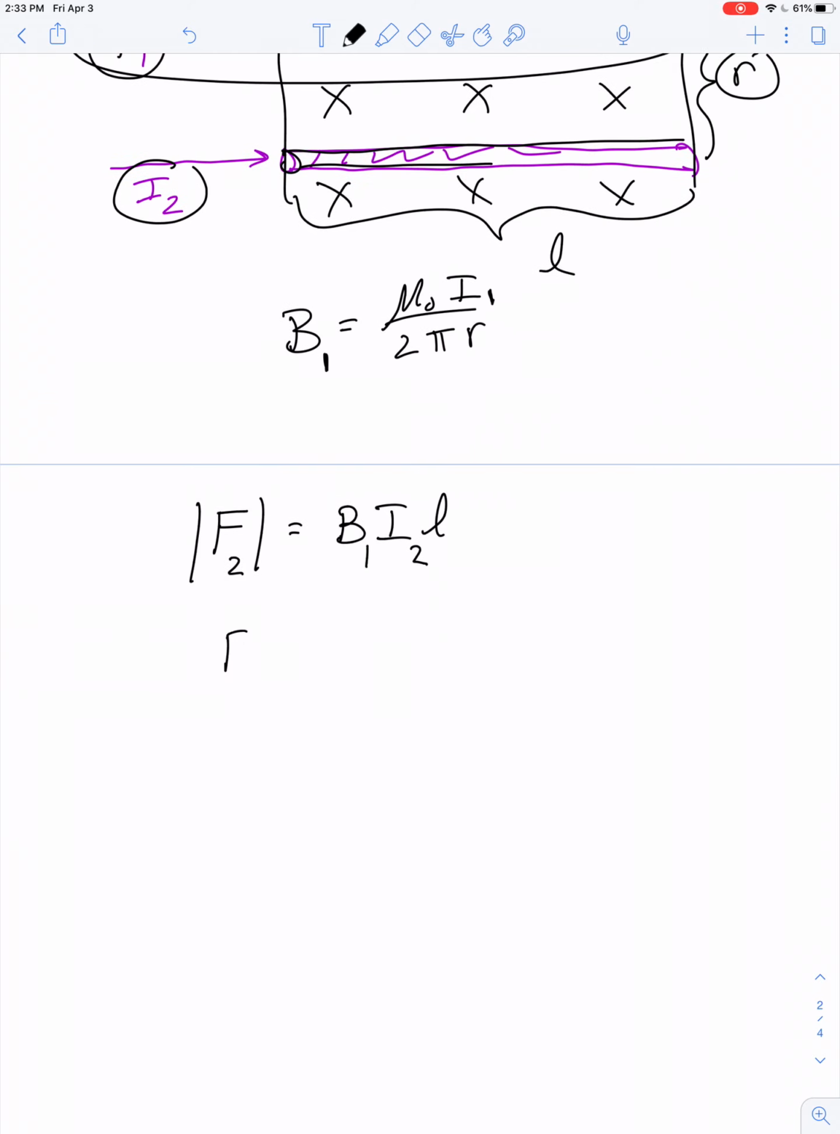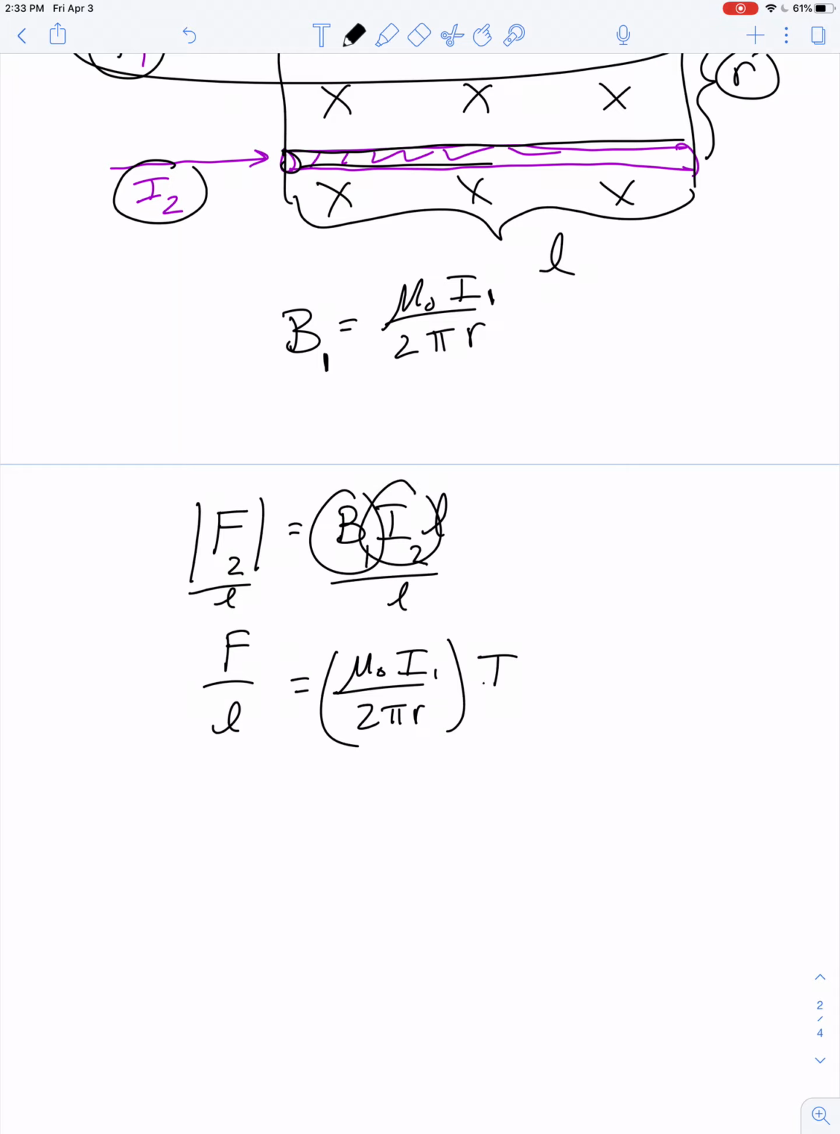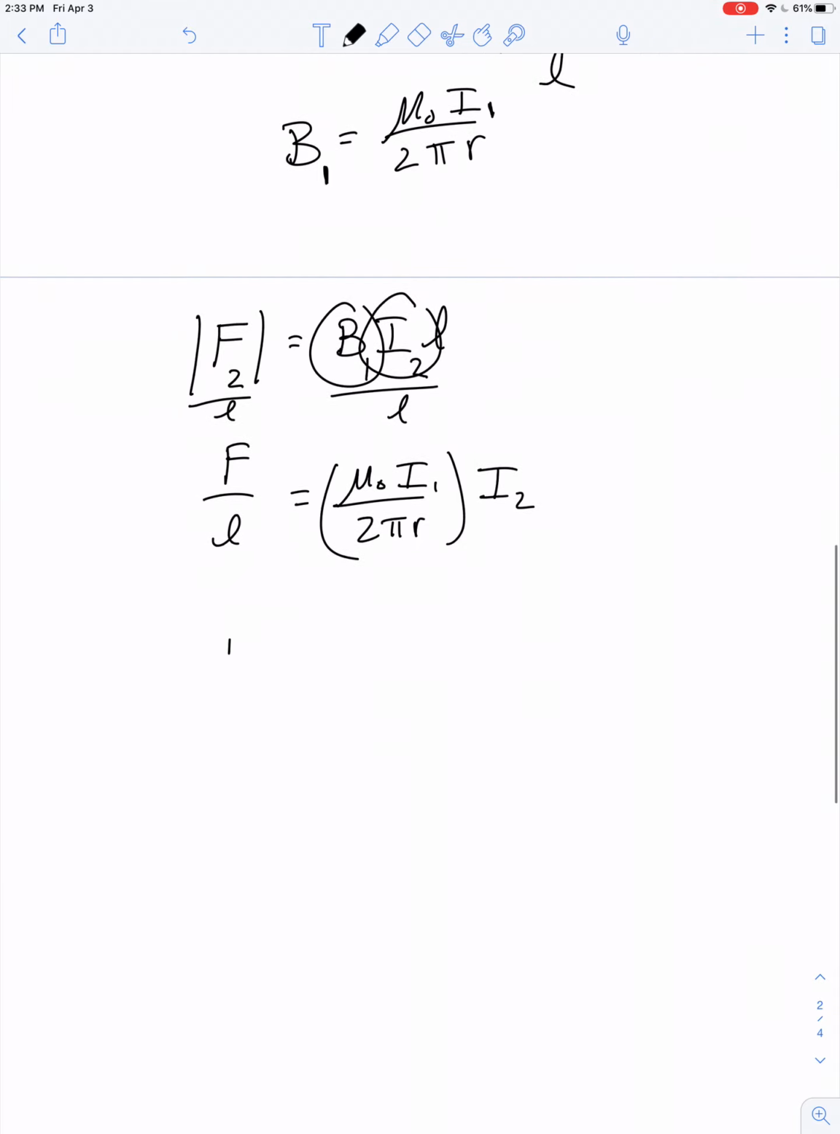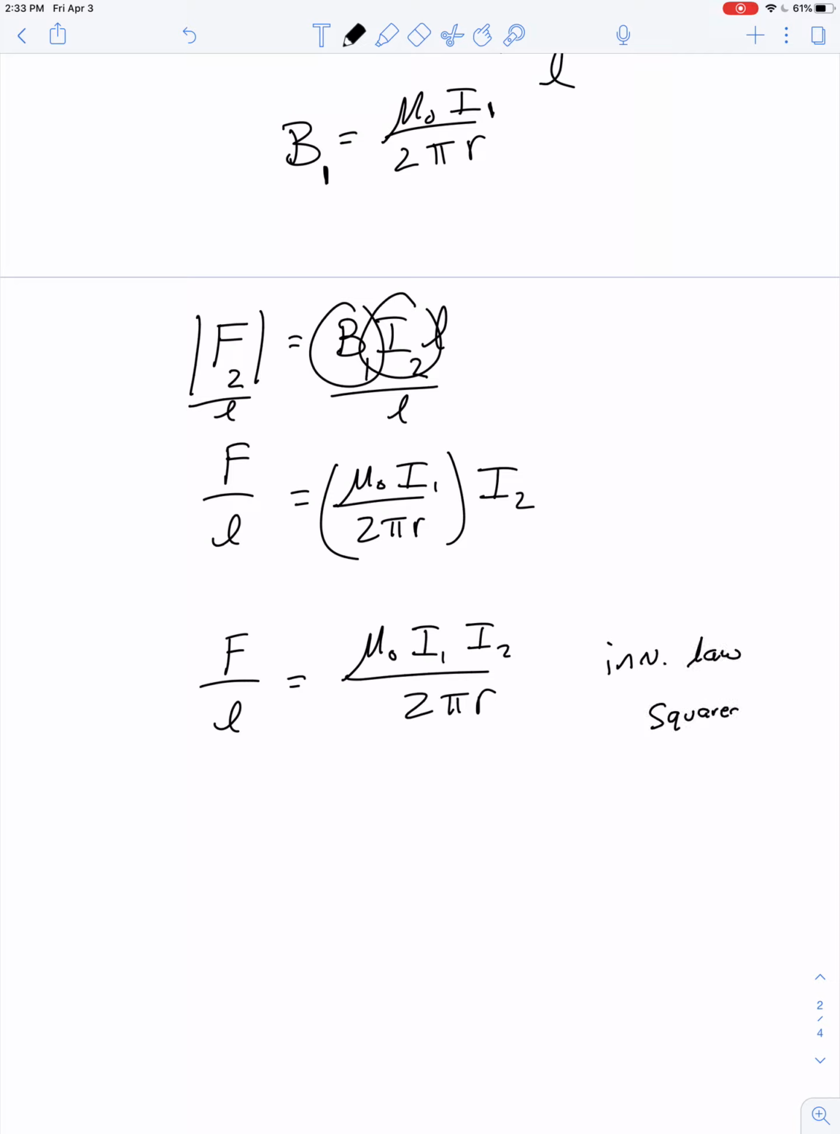So we can say the force per unit length, if we divide both sides of the equation by L, is equal to mu naught I1 over 2 pi r. That's the magnetic field created by wire number 1, and then I have to multiply that times current number 2. So we can say force per unit length for two parallel wires is equal to mu naught I1 I2 over 2 pi r. So this is an inverse law, but it's not an inverse squared law. This is r to the first power.